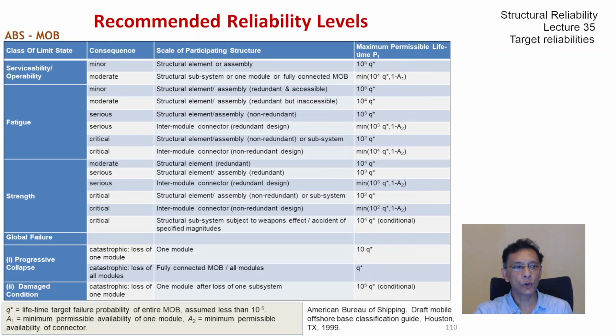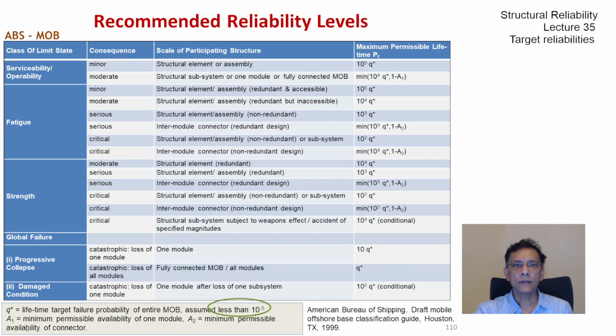It's interesting to note that the system target reliability over the entire life was given in terms of one parameter, Q star. Q star was the maximum allowable failure probability, and that had to be 10 to the power minus 5 or less. So based on that, all the other reliabilities or other permissible failure probabilities were derived.